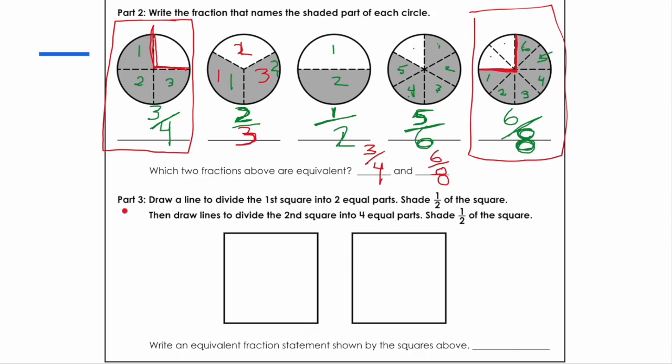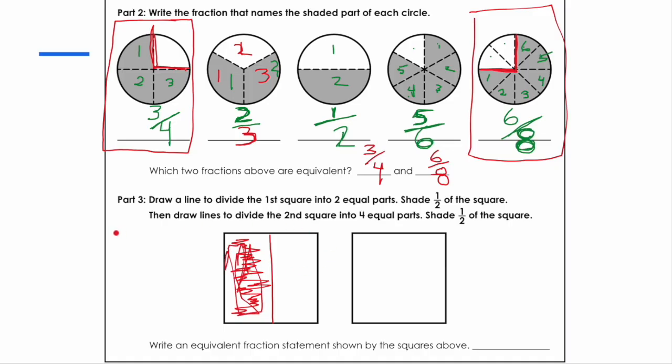Now we're going to go down here where it says part 3. Draw a line to divide the first square into 2 equal parts. We need it to be into 2 equal parts, so that means you're only going to draw 1 line. And I'm going to do mine vertically right there. Boom. There we go. Now I'm going to shade 1/2 of the square. So you decide which side you shade. I'm going to shade in the left side here, a little scribble scrabble, just so we know that this is our shaded one. All right.